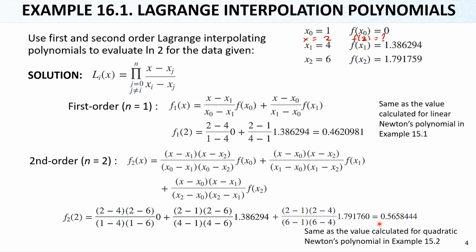0.5658444. And this result also is the same as the value calculated for quadratic Newton's polynomial in example 15.2. If you go back to chapter 15 and example 15.2, we used Newton's polynomial with the second-order formulation and obtained the same result. So basically, again, the Lagrange interpolation polynomials are an alternative which gives the same solution if the orders of the Newton's polynomial and Lagrange polynomial are the same. So this is a good example to make a comparison for you as well.